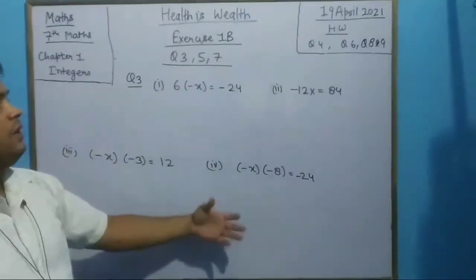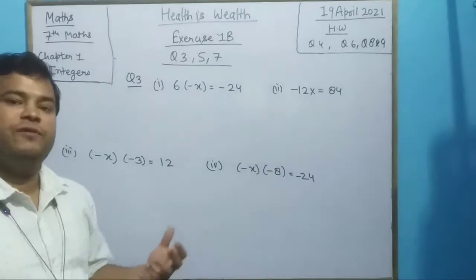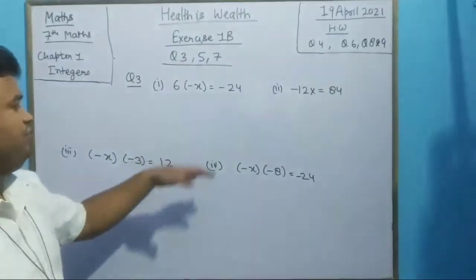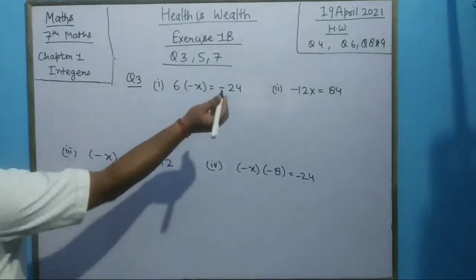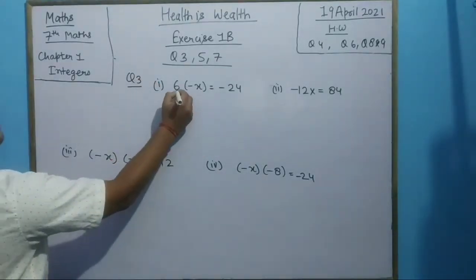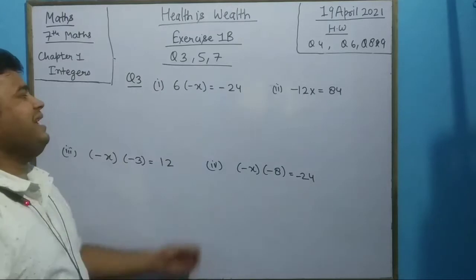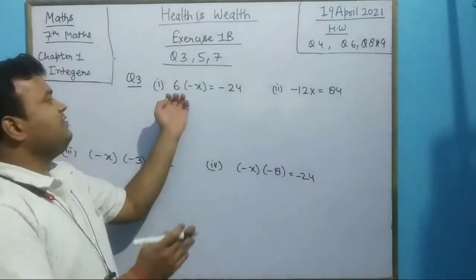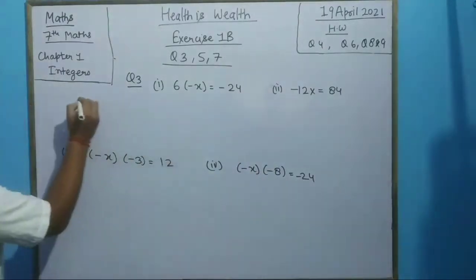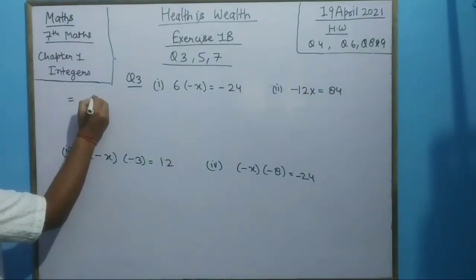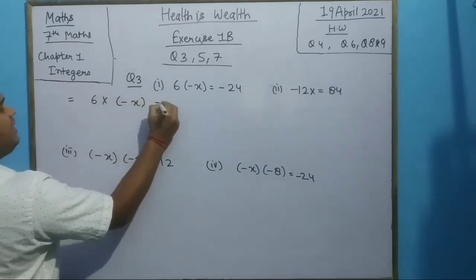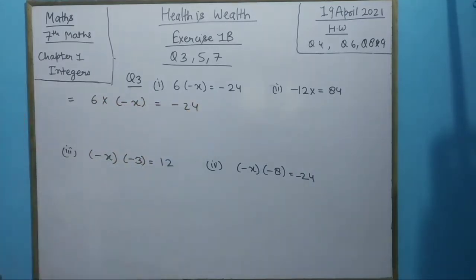In these sums we need to find the value of x so that it satisfies the equation. Let us take the first question. It is 6 into (minus x) equal to minus 24. This is a bracket given, so let us expand it: 6 into (minus x), and we have got minus 24.